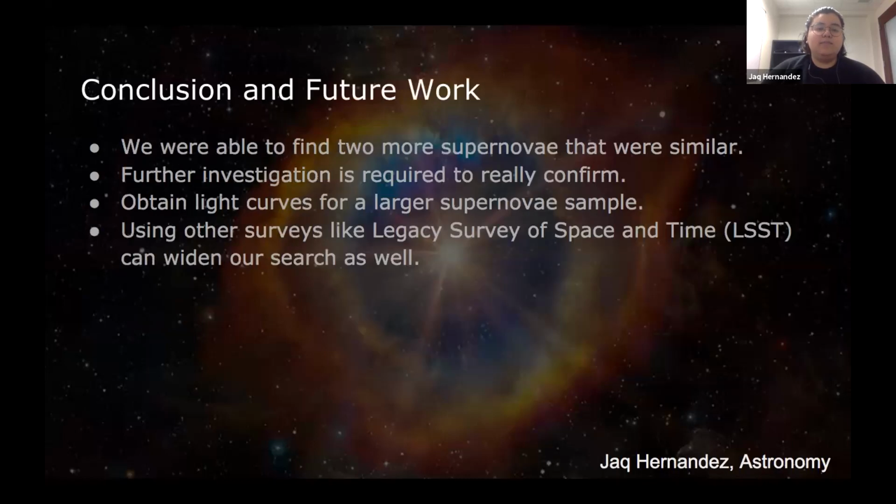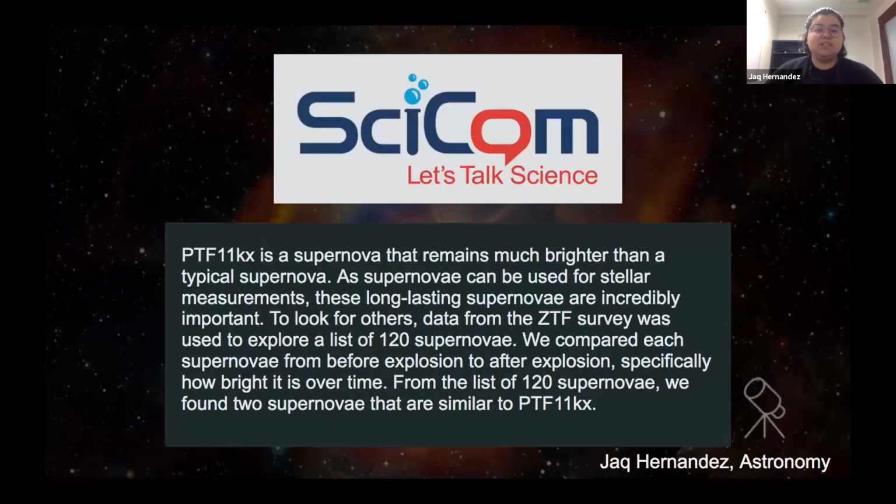So in conclusion, we're able to find 2 more supernovas that were similar to our target 1, and it would require further investigation to really be certain. Any future work is to obtain light curves for an even larger supernova sample, so not just the 120, but maybe double, even triple that. And also using other surveys like the Legacy Survey of Space and Time, LSST, to widen that search as well. And that concludes my presentation.